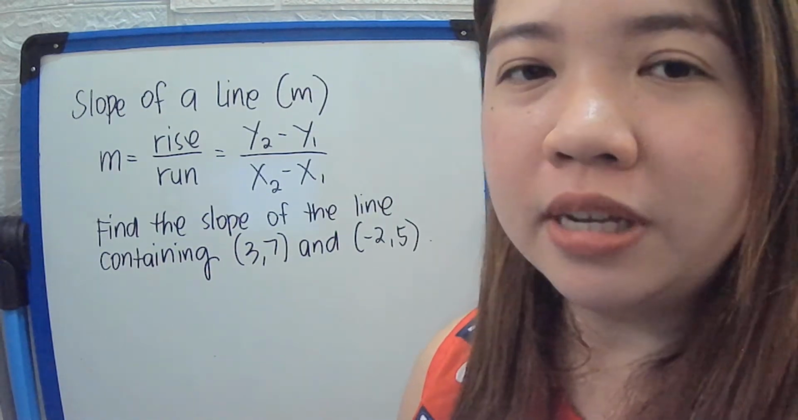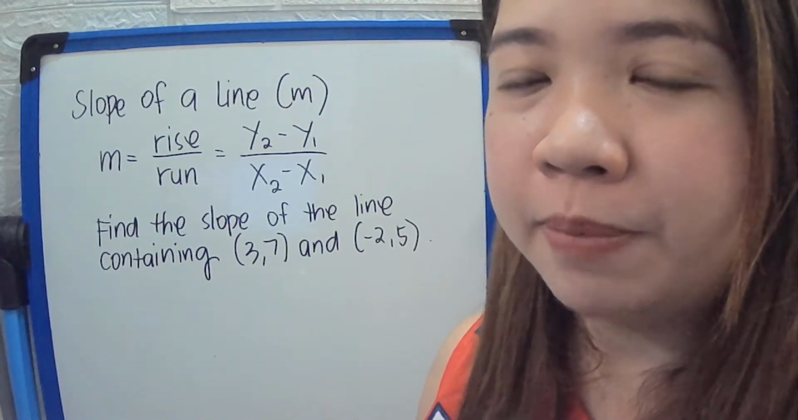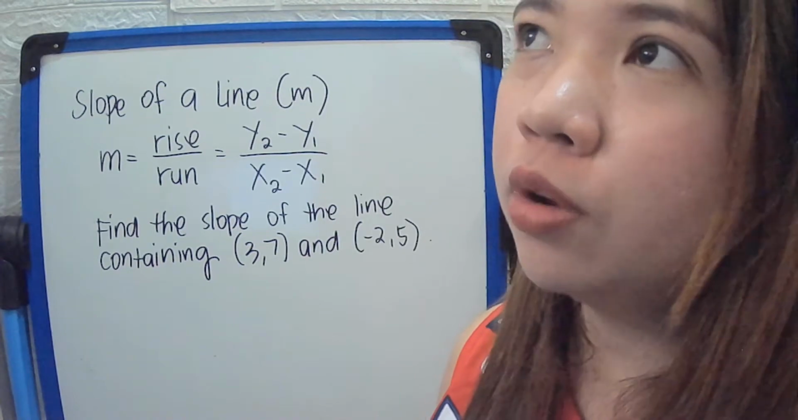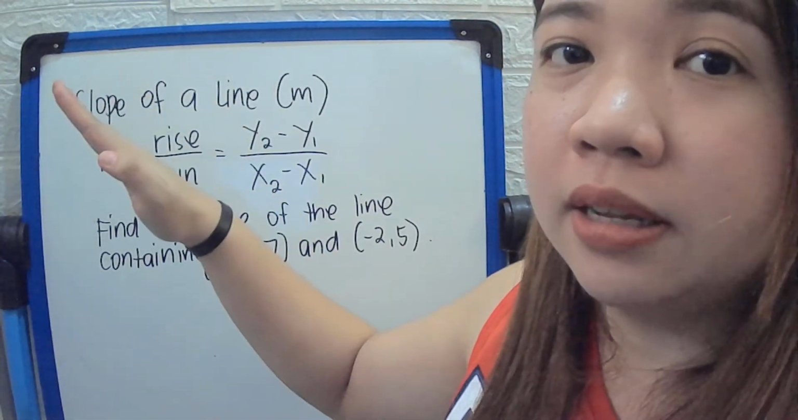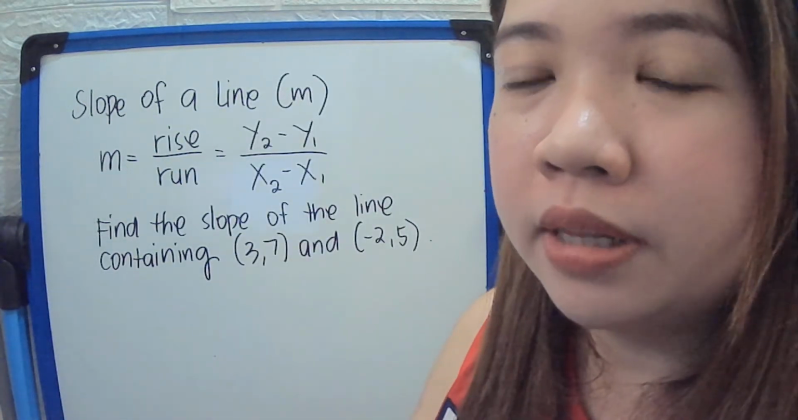Okay, so when we say slope of a line, ito po yung steepness nung line. So if you are given this line, you will be asked kung gaano siya katarik. Okay? So yun po yung slope na tinatawag.